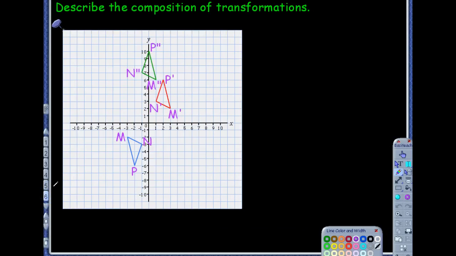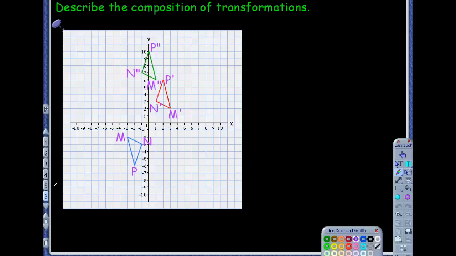Awesome. Okay, so now we're going to get into describing the compositions. And that's where it's a little tricky sometimes to see some of these. I would say sometimes the rotations are a little trickier than others, just to identify or to be able to describe them. But we're going to figure out how to get from one image to the next.